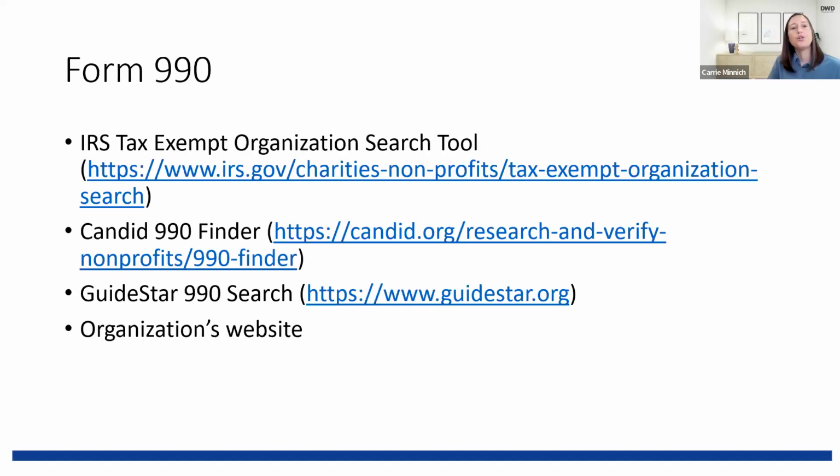Another place that you can go is to Form 990. If you want to look up other organizations, you can go directly to their Form 990. Here are some links that provide you the opportunity to look up those 990s. You can go to the IRS website. They recently started putting 990s out there. Candid, GuideStar, and the organization might actually have it posted on their website as well.